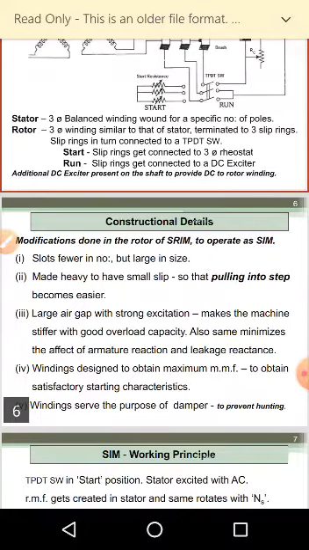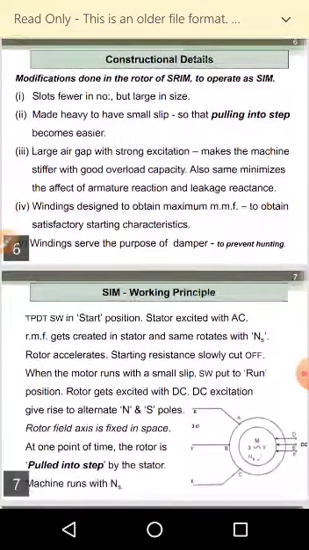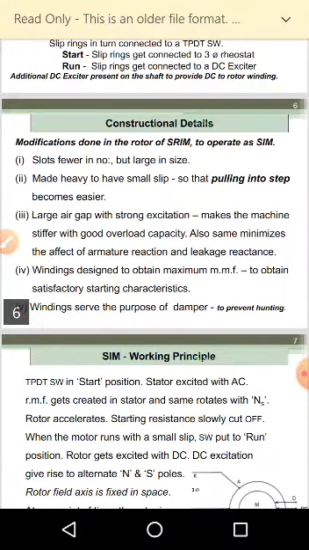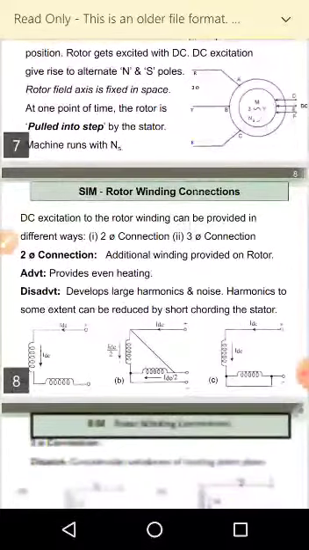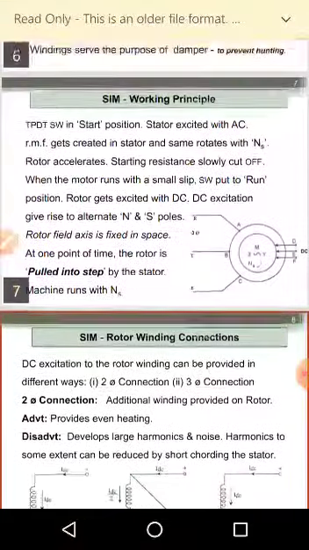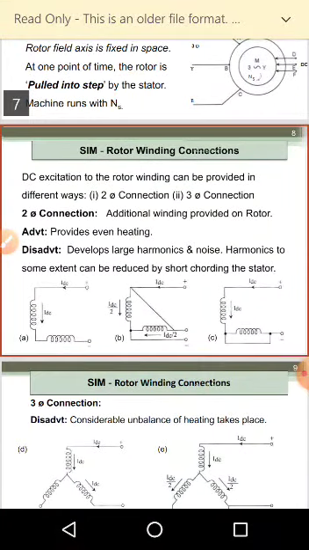Now, there are certain modifications that are done to a slip ring induction motor, which are explained here: fewer number of slots in the rotor, then an air gap with strong excitation, and winding design. These are the modifications to a slip ring induction motor for it to work as a synchronous induction motor. The working is explained in this slide, which we have already mentioned. You can read through that.